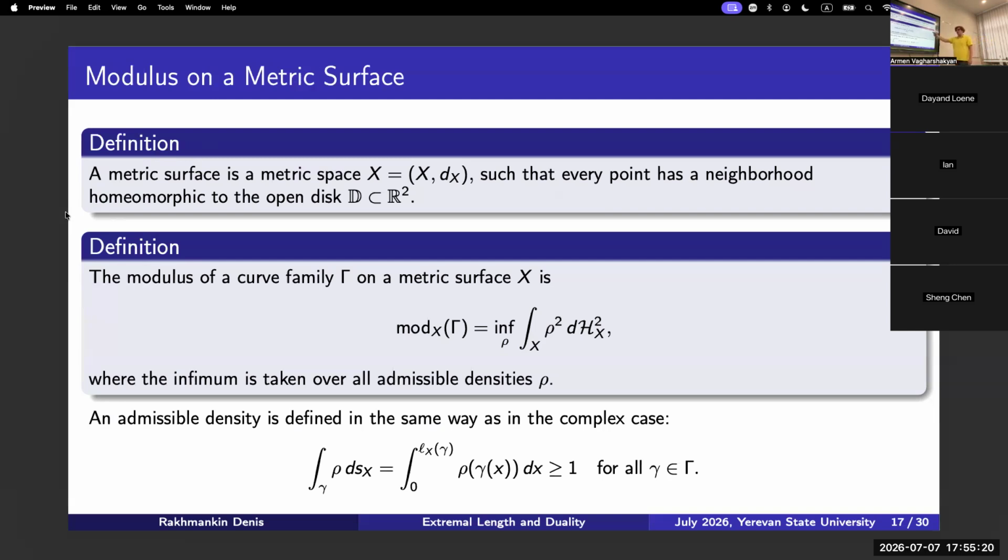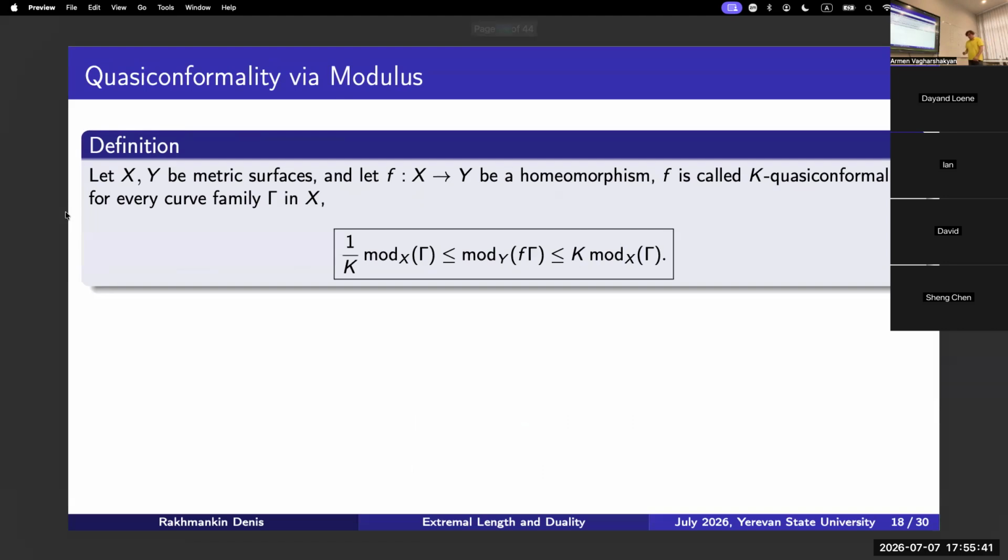So for that, we may also define the modulus. That's a great property of the modulus, that we don't need to have a complex structure. We may use a Hausdorff measure here. And the admissible density is defined absolutely the same as in the previous case. Sure.